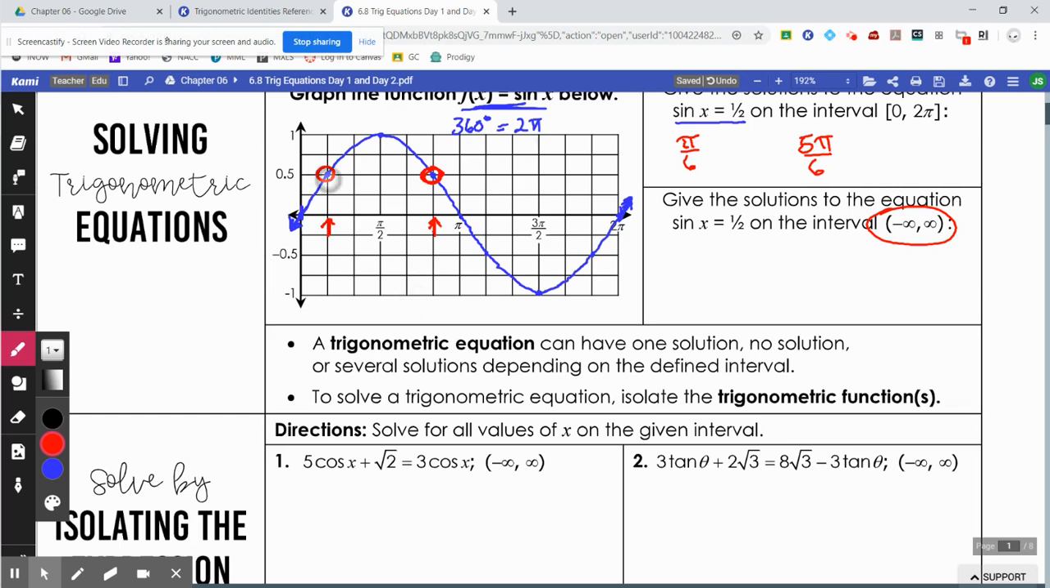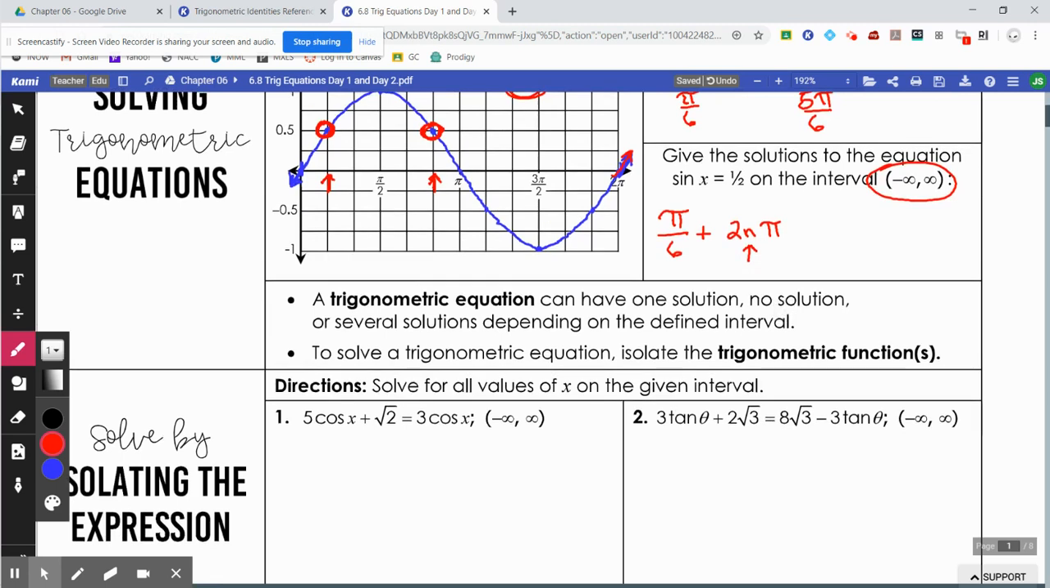Okay, these solutions, if you remember correctly, it's periodic. This solution is going to occur again 2 pi units down the road. This solution is going to occur again 2 pi units down the road. So here's how we write this. The infinite solutions: pi over 6 is one of the solutions, but that solution is going to occur again every 2 pi units. So we write it as pi over 6 plus 2n pi, where n is an integer. So think of it as one 2 pi, two 2 pi's, three 2 pi's, every 2 pi units.